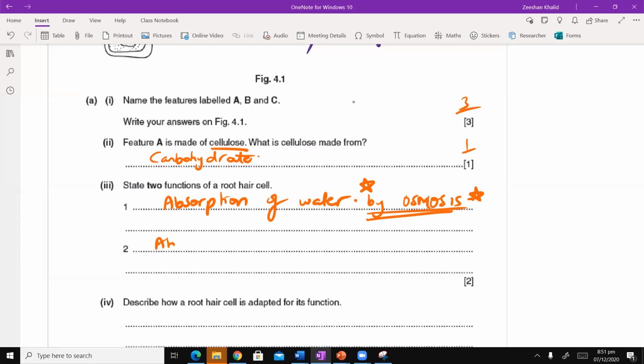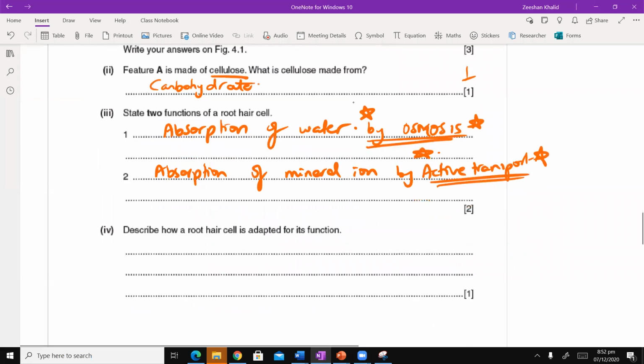It's the absorption of mineral ions, and mineral ions by active transport. Again, it is very important that you mention this also. So these are the two functions of the root hair cell.